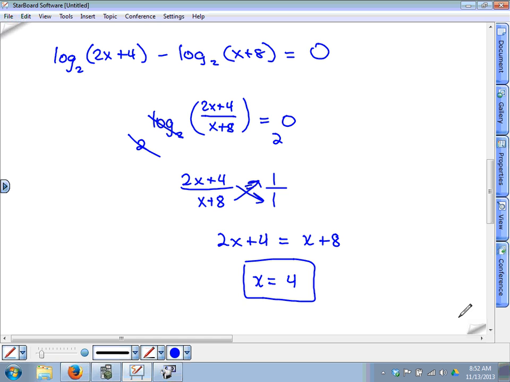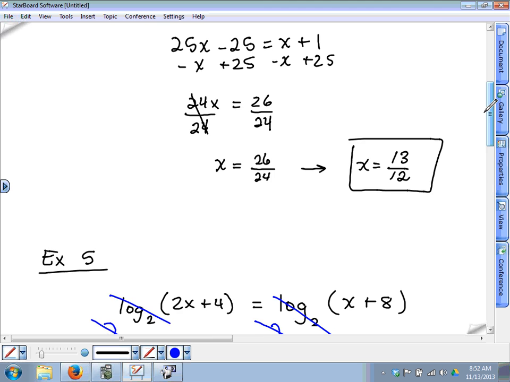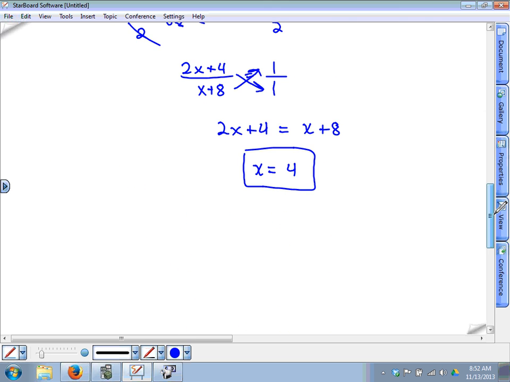Now, I noticed I left one problem off for objective 1, solving exponentials. I'm sorry. We do have to go back and do one more exponential problem.